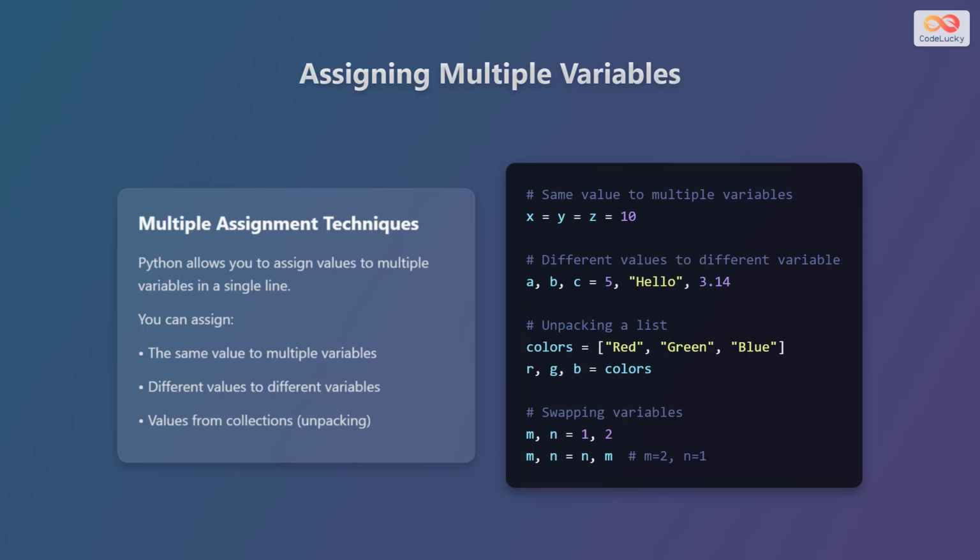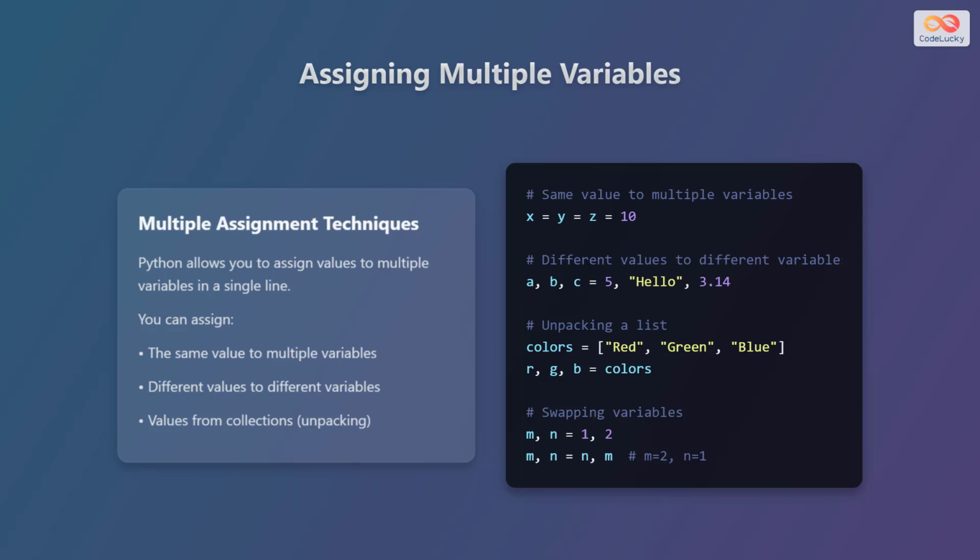Python provides a way to assign values to multiple variables in a single line of code, which can be quite convenient. There are several techniques to do this. You can assign the same value to multiple variables. You can assign different values to different variables. You can also unpack values from a collection, like a list or a tuple, into multiple variables. For example, you can assign the same value to multiple variables by chaining the assignment operator. In this case, x, y, and z are all assigned the value 10.